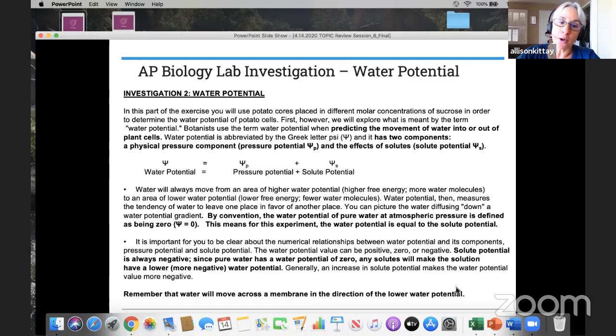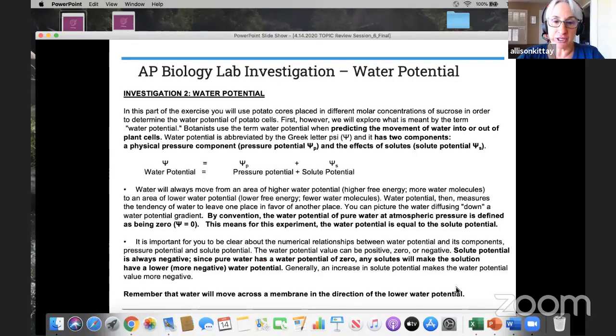Of course, we know that water will always move from where there's more water, a higher water potential, to where there's less water, a lower water potential. So water potential measures the tendency of water to leave one place for another. One way you can do this is picture that water diffusing down a water potential gradient.